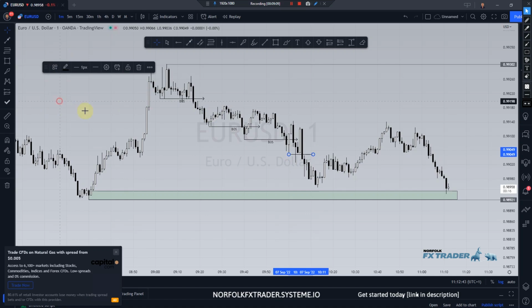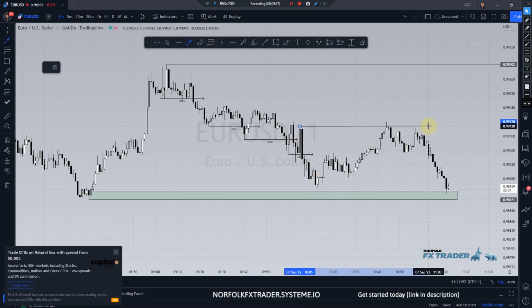Again, another break of structure to the downside here. And eventually, this is one move for me. This creates a high. And at this point, the market did not break this high, only with a wick on that candle, but it's still a valid break to the upside. But it's more of what we call a manipulation in the market.